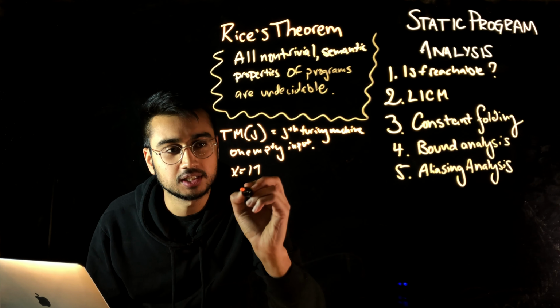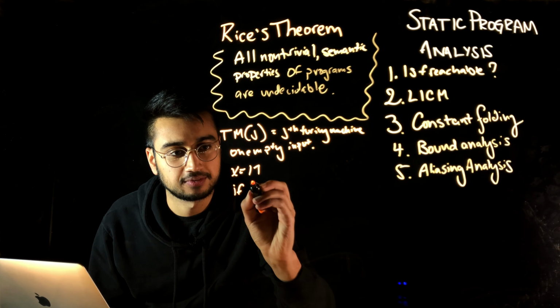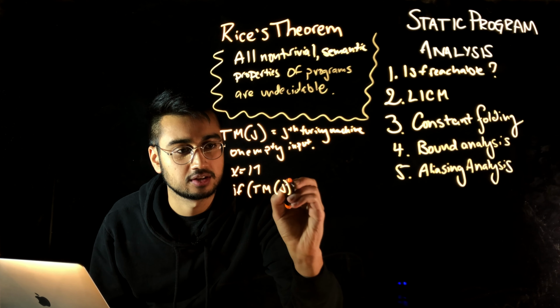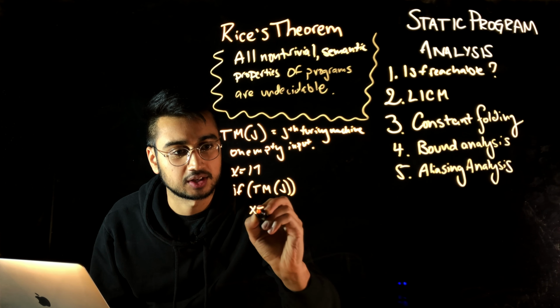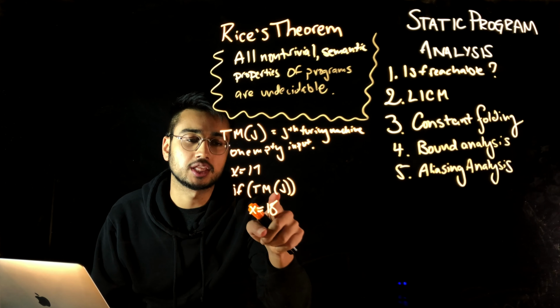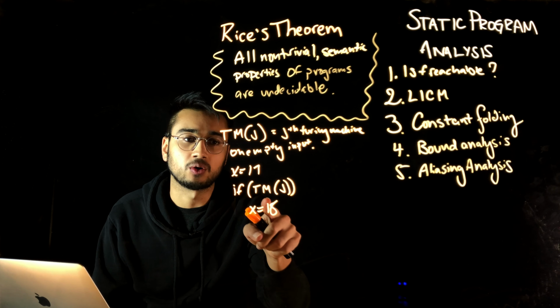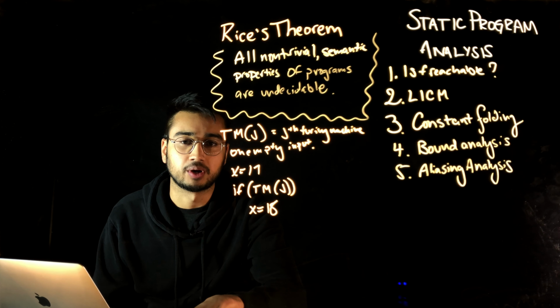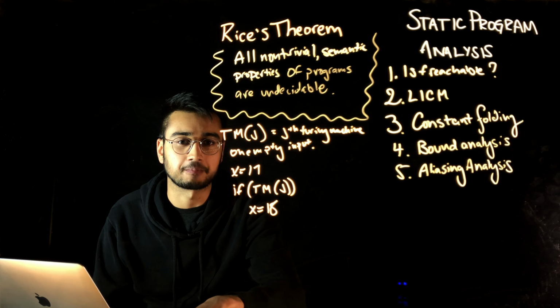x equals 17, if Tm of j, x equals 18. Clearly, if simulating the jth Turing machine halts, then x will not have a constant value, but if it never halts, it will. So we've just created a decider for the halting problem, which is an undecidable problem. So that means that this kind of analysis can't exist.